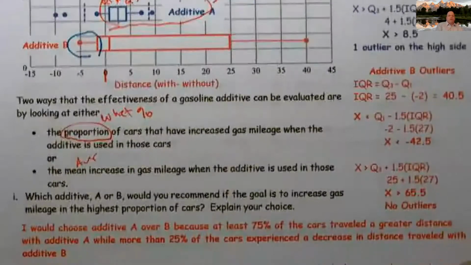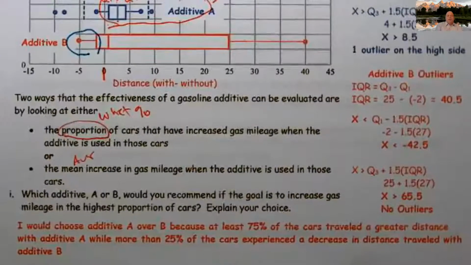So what would I choose? I would choose additive A over B because at least 75% of the cars traveled a greater distance with additive A, while more than 25% of the cars experienced a decrease in distance traveled with additive B. Pretty specific, covered increase and decrease.